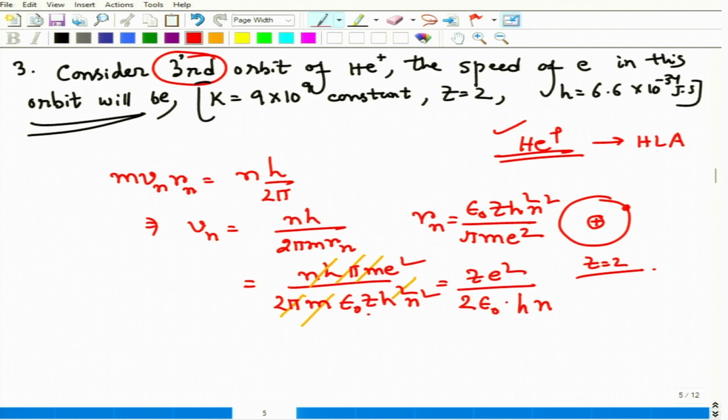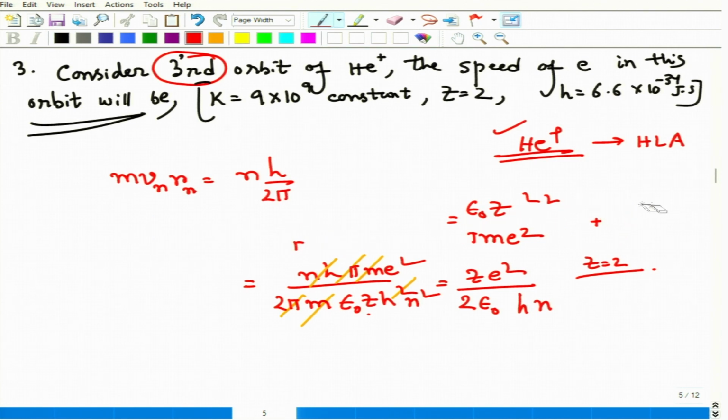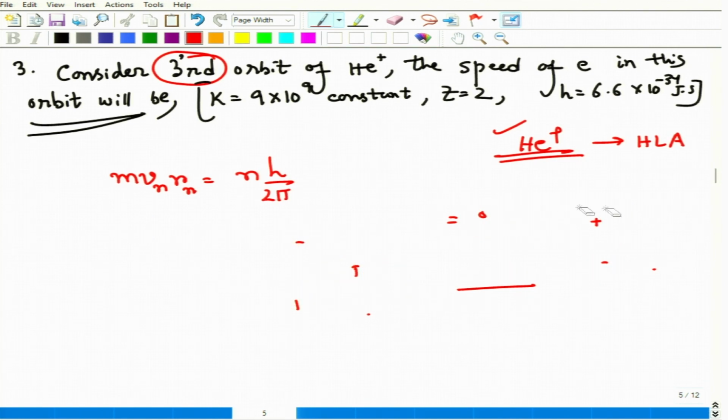I think there is some mistake. Let me see what the exact form is, because I think one Z is missing there. Yes, so let me erase this part. This is correct, mvr equals nh by 2 pi. We know this part, but r_n we don't know. We needed r_n, then we can put it. What was the r_n?